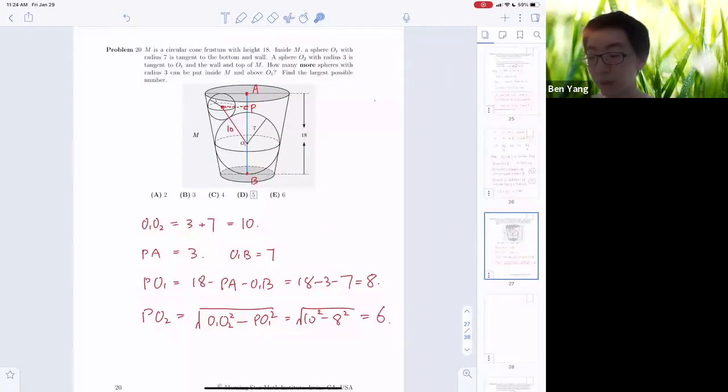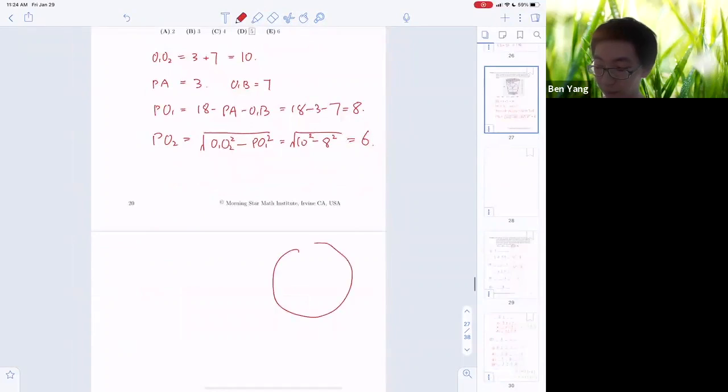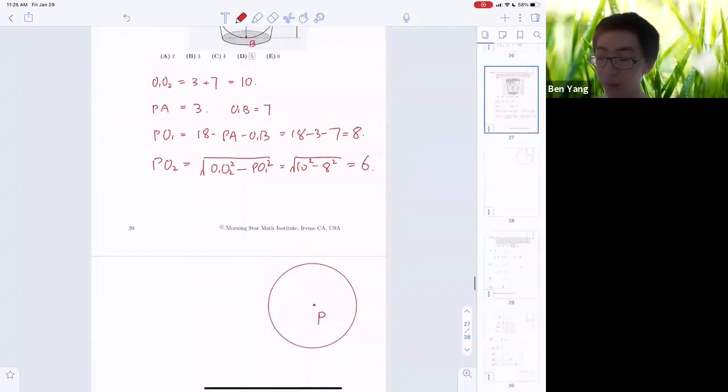And if we want to have more spheres inside the frustum, then the center of the new sphere should also have the distance 6 from the point P. So let's draw a circle around point P with radius 6. So the center is P and the radius is 6.